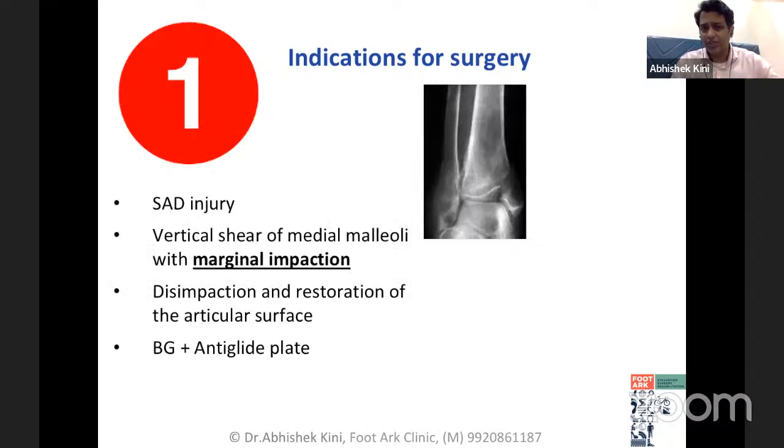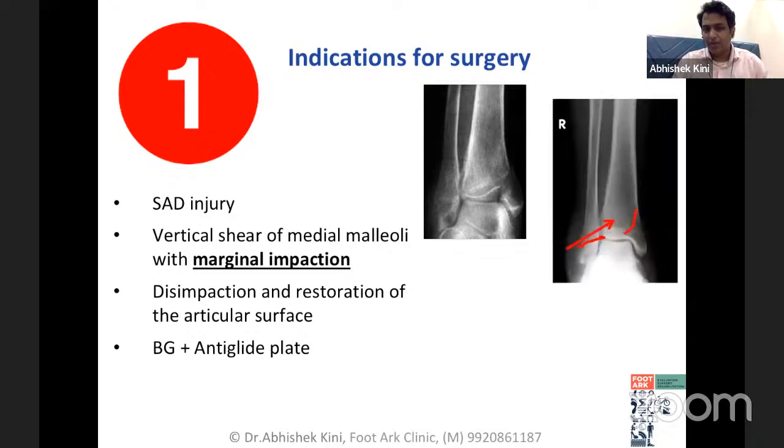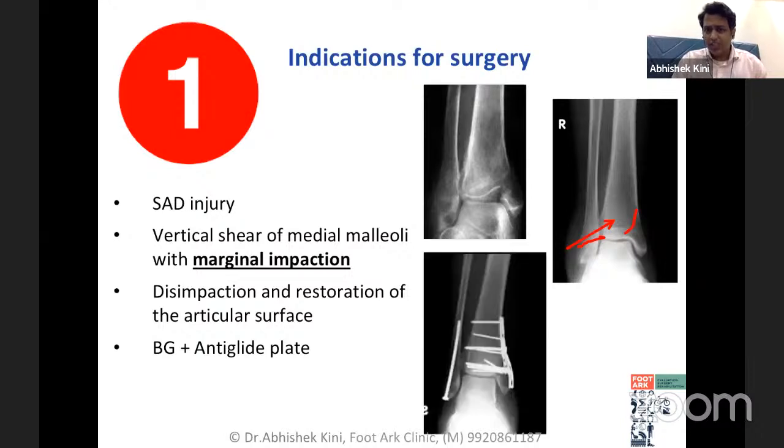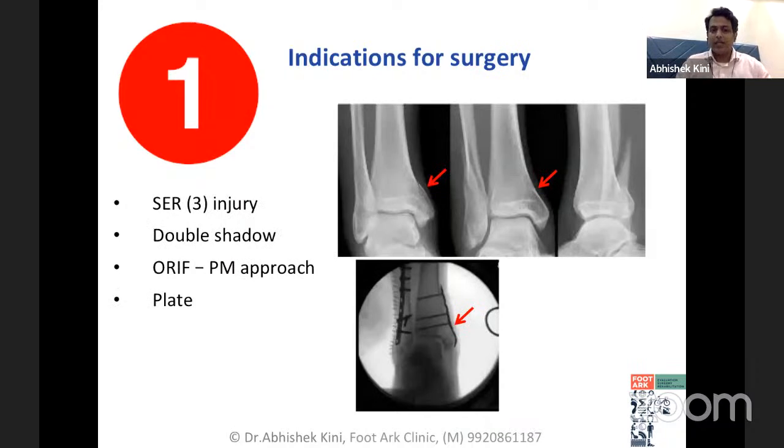So my indication for surgery number 1 is vertical shear of the medial malleolus, which has marginal impaction as we see in this X-ray. So you need to disimpact and restore. This is a supination adduction injury. You need to disimpact, restore the articular surface, bone graft it, and you may have to put an anti-glide plate as seen in the X-ray. Similarly, in a supination external rotation 3 injury, where you see a double shadow, that's a posteromedial fragment of the distal tibia, you need a posteromedial approach and plate it.